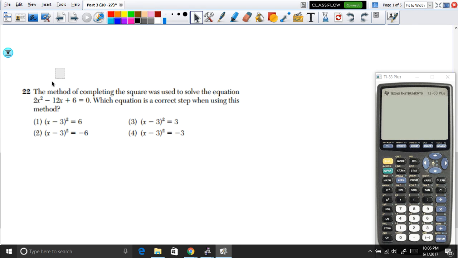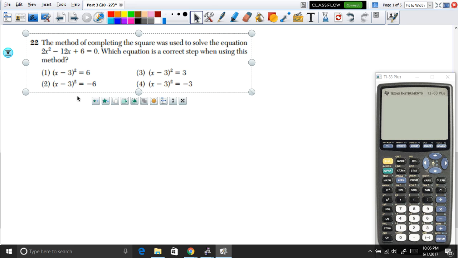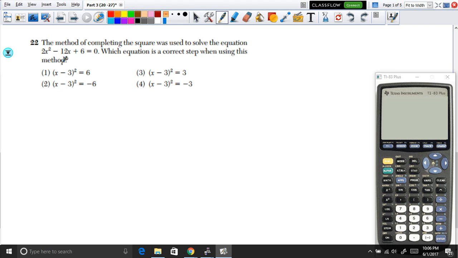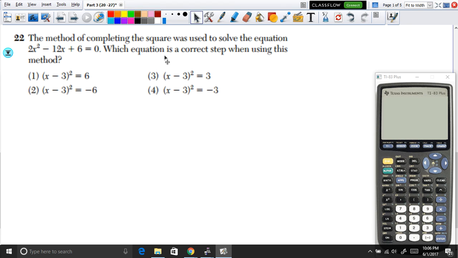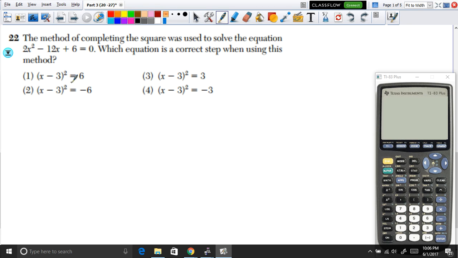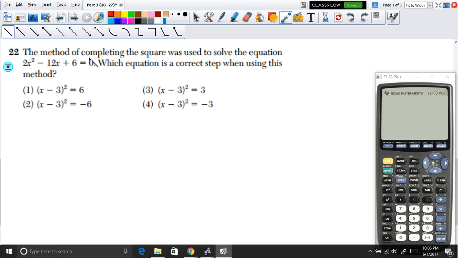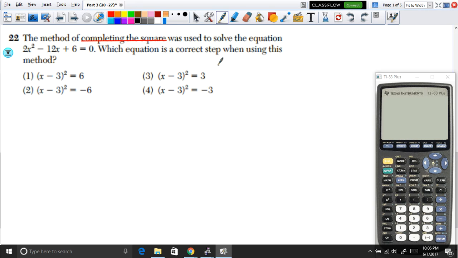All right. So now for question 22 here, it says the method of completing the square. So here we're completing the square. Let's make this larger because we do have some space here. The method of completing the square was used to solve the equation. Which equation is a correct step when using this method? And here the method they're referring to is the method of completing the square. So let's keep that in mind. Now, how do we complete the square?